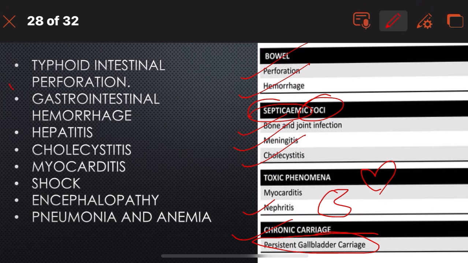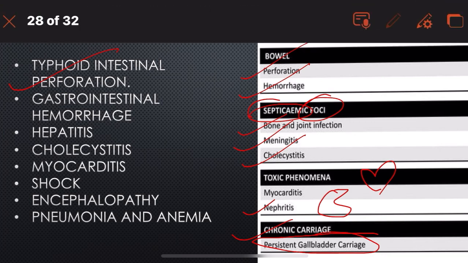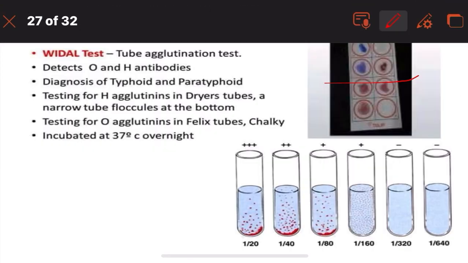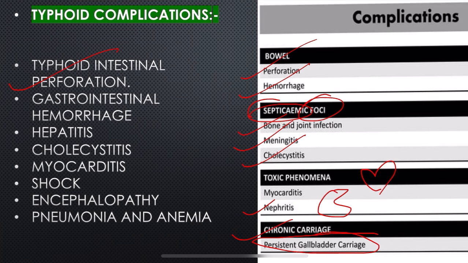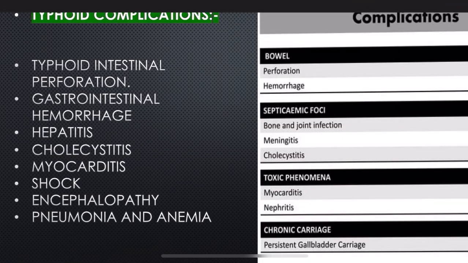And here we saw the intestinal perforation, GI hemorrhages, hepatitis, cholecystitis, myocarditis, shock, encephalopathy, pneumonia affecting the lungs, anemia, and then hepatitis, etc. I hope the complications are clear.